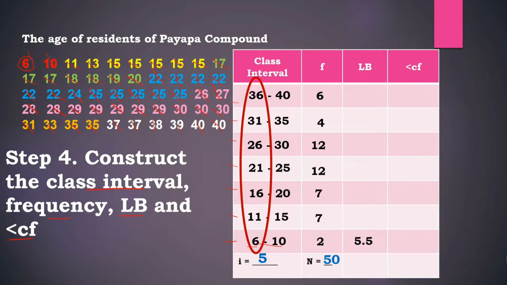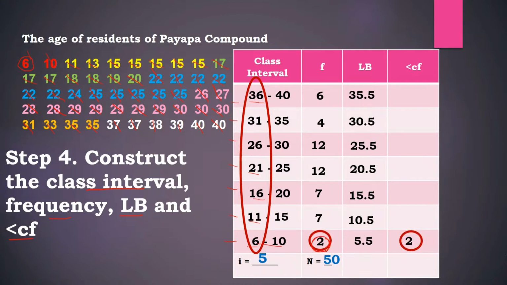11 minus 0.5, that's 10.5. 16 minus 0.5, that's 15.5. 21 minus 0.5, that's 20.5. 26 minus 0.5 is 25.5. 31 minus 0.5, that's 30.5. 36 minus 0.5 is 35.5. And for the less than cumulative frequency, we will look at the first frequency. Okay, so the first frequency natin, that's 2.